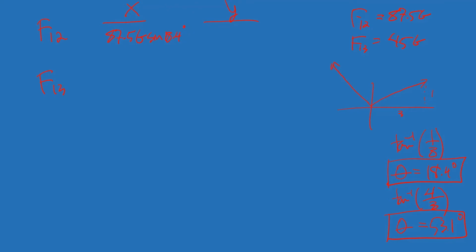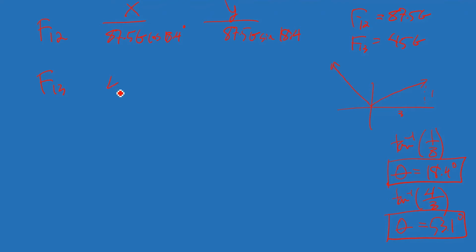Okay. And then our Y component would be 87.5 G cosine of 18.4. Actually, I flipped those, didn't I? This right here would be my cosine. This would be my sine. All right. Now for the other guy, and then we'll stop there.